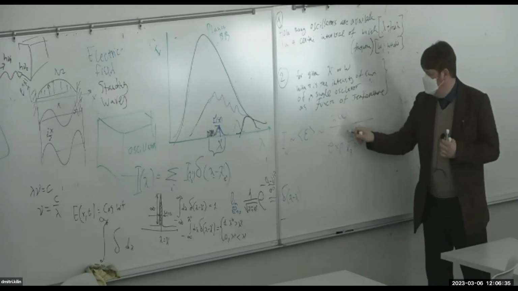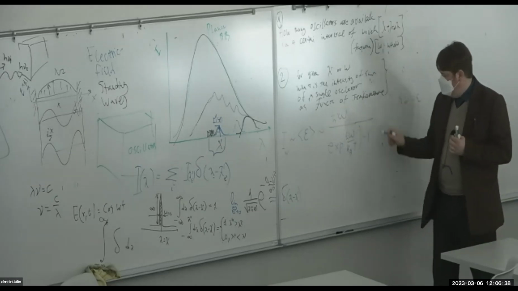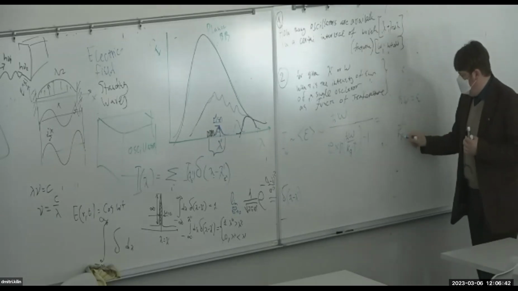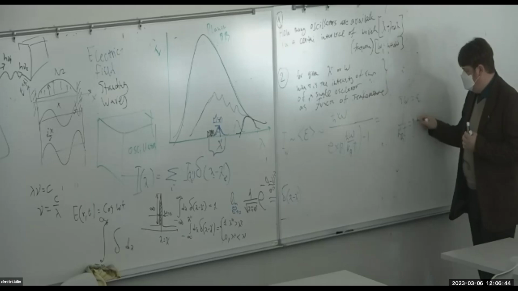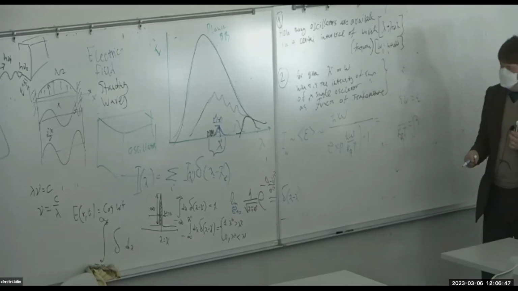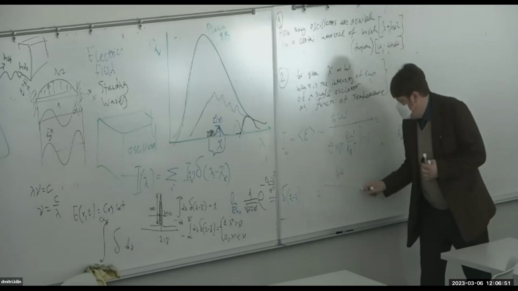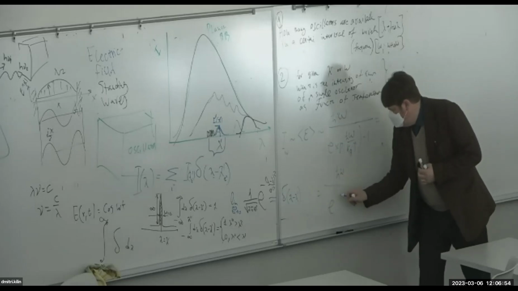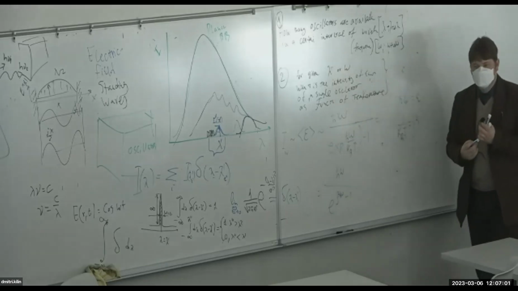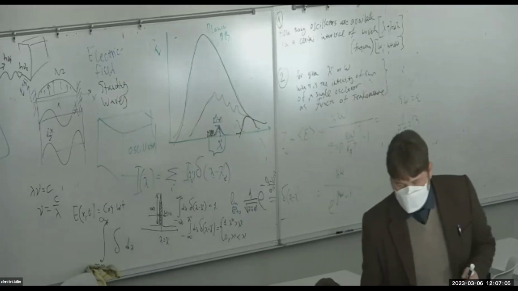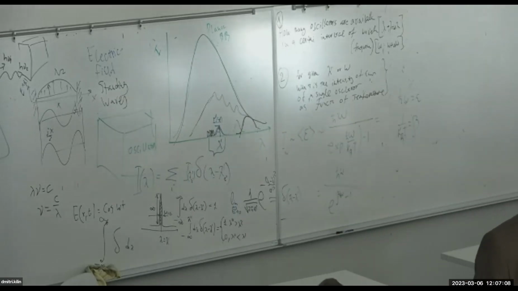To be a little more precise, H bar and 1 over kT is denoted beta by statistical mechanics people. So it equals H bar omega, e to the H bar omega beta, minus 1. Benjamin, please confirm. Yeah, confirm.